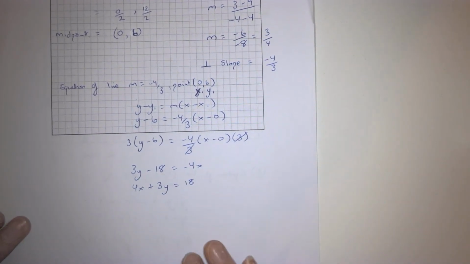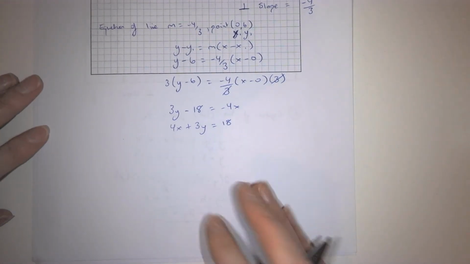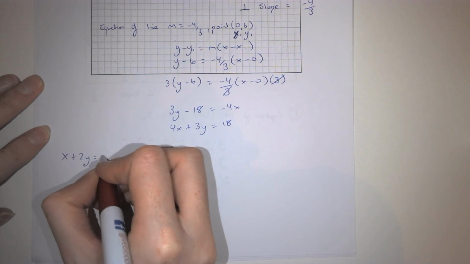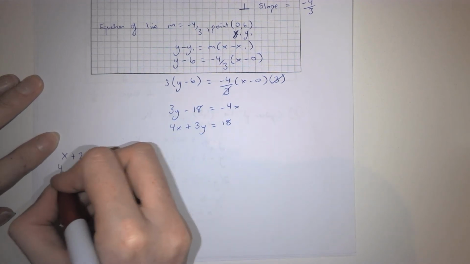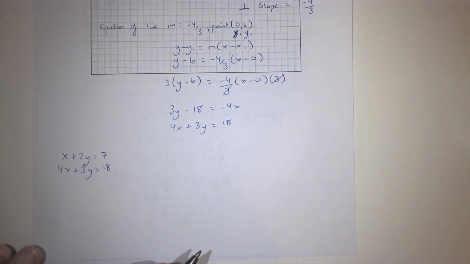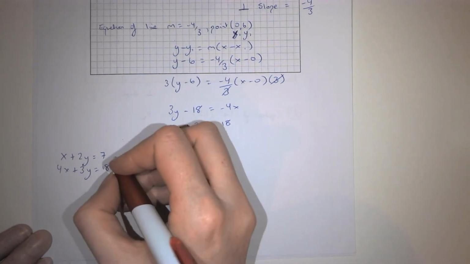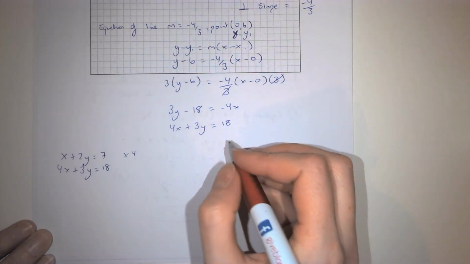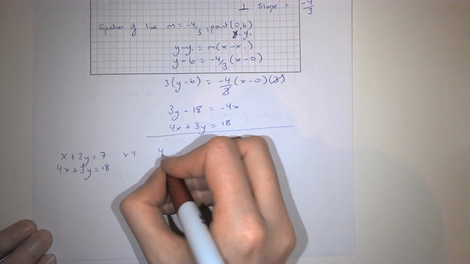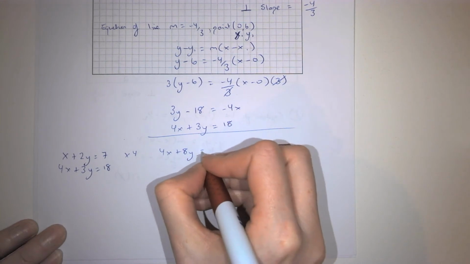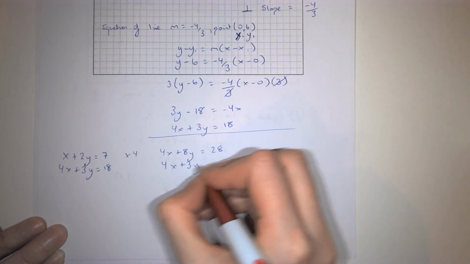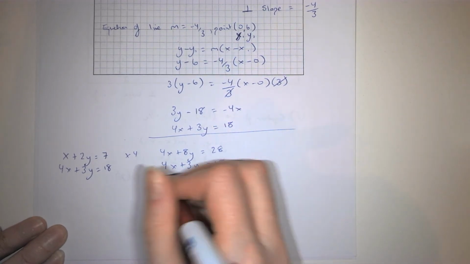Once I've got my second equation of the line, I'm going to use simultaneous equations. So putting them together, x plus 2y equals 7. 4x plus 3y equals 18. I'm just going to multiply the top line by 4 in order to make the x terms the same, okay? So off I go, 4x plus 8y is equal to 28. 4x plus 3y is equal to 18. And then I'm going to change my signs.